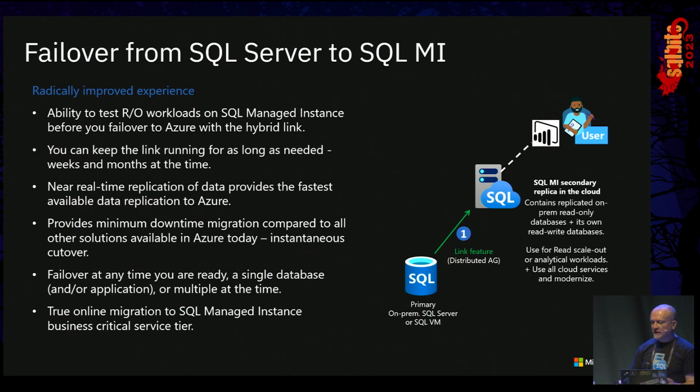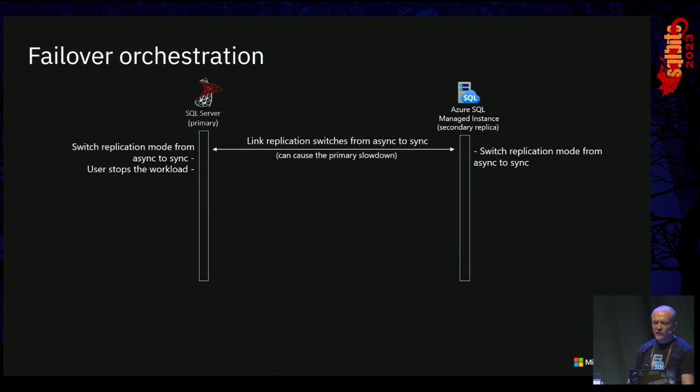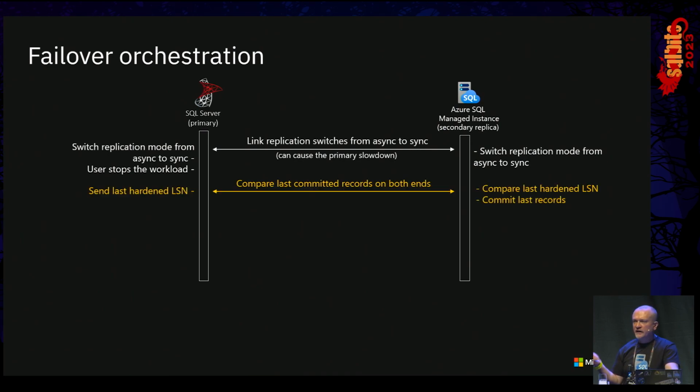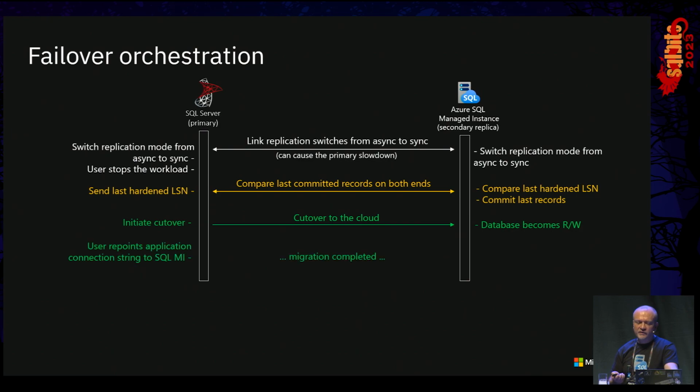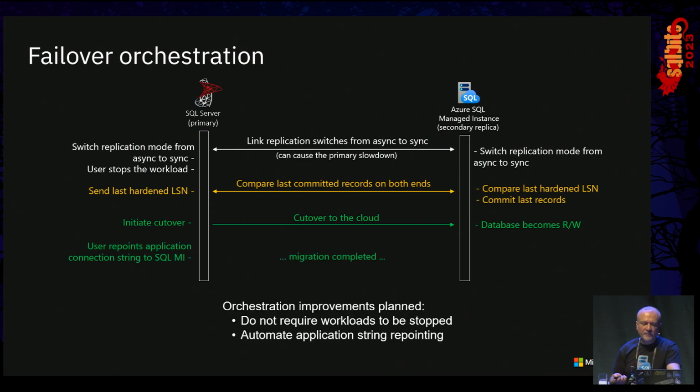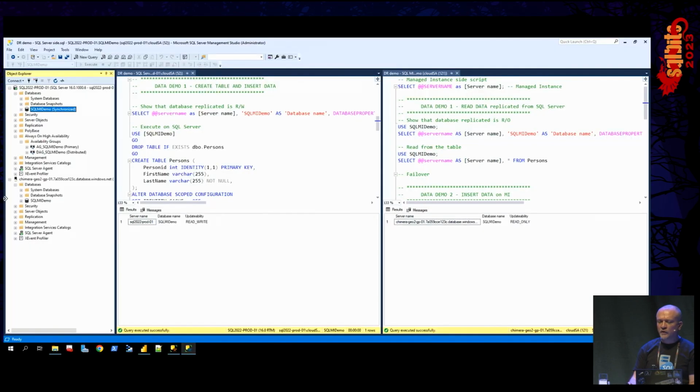Once you're ready to migrate to Azure, the link offers the best possible minimum downtime solution for migrations, because the failover is instantaneous. Technically, we switch the async replication to synchronous, because we want to make sure all the data gets through and that no data is lost. Then we verify that all the transactions have drained from one side to the other, and then we cut over to the cloud. So it's a simple orchestration of migration. But let's have a demo and see how that works.